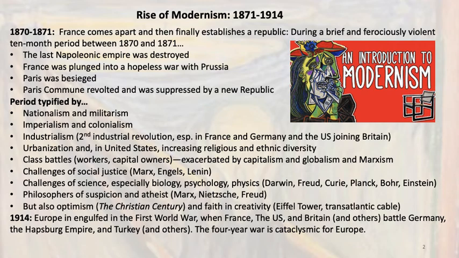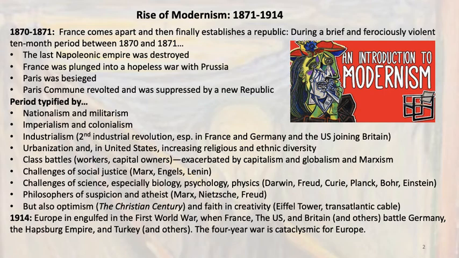So the last Napoleonic Empire is destroyed. France is plunged into a hopeless war with Prussia, which we think of as Germany today, at least part of Germany. Paris was besieged, and then finally there was a Paris Commune revolt, which was eventually suppressed by the new republic. So it's a period typified by nationalism and militarism, imperialism, and especially this colonization of other countries. It'll play into the colonization that occurred in Tahiti by France, but certainly we see it in many European countries and from the United States as well.